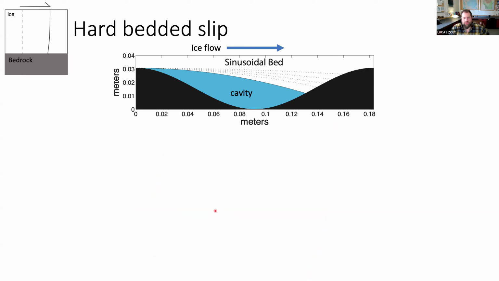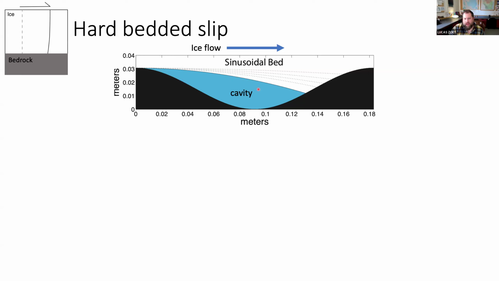And so in a lot of instances, people have tried to look at this problem in a simplified case with a sinusoidal bed. So this would be looking at the glacier from the side, just at a small part of the bed. And imagine this black here is bedrock and the white is ice, and the ice is flowing from left to right. And what happens is in the lee of obstacles at the bed, the ice is moving fast enough. It can generate opening, which is called a cavity, right?